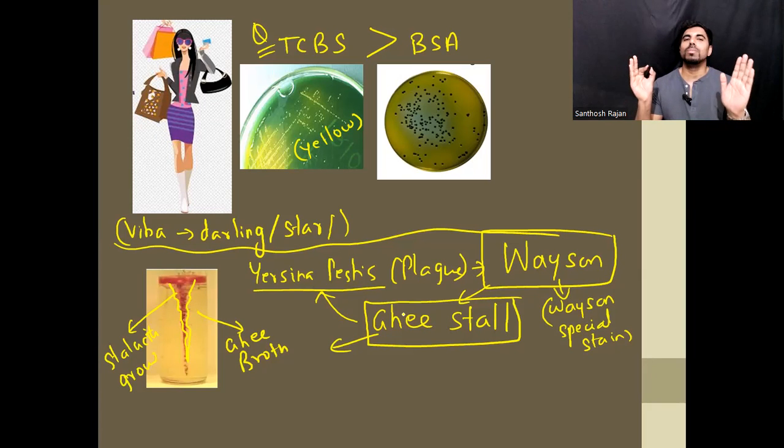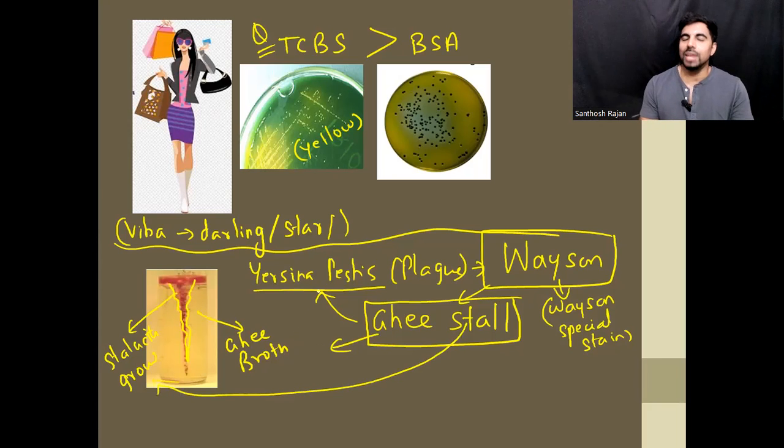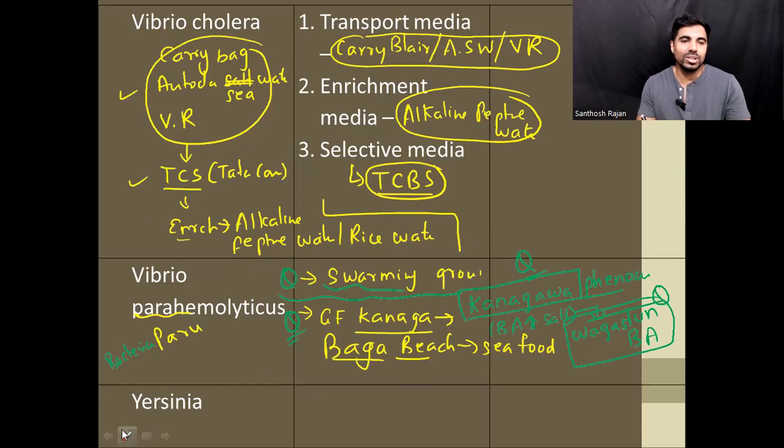Very simple. Yersinia pestis is a plague. One rich fellow is there in this village called Wayson. He is doing a ghee business. He has a lot of ghee stalls. Stall for stalactite growth, ghee for ghee broth. That's the growth for Yersinia pestis. The rat flea is the cause. It causes plague, meaning black death, and all the story of Yersinia pestis, and you know that. And the safety pin appearance, all those things. Okay, got it? Finished. In Yersinia, only one thing you remember, which you will write here: stalactite growth in ghee broth.